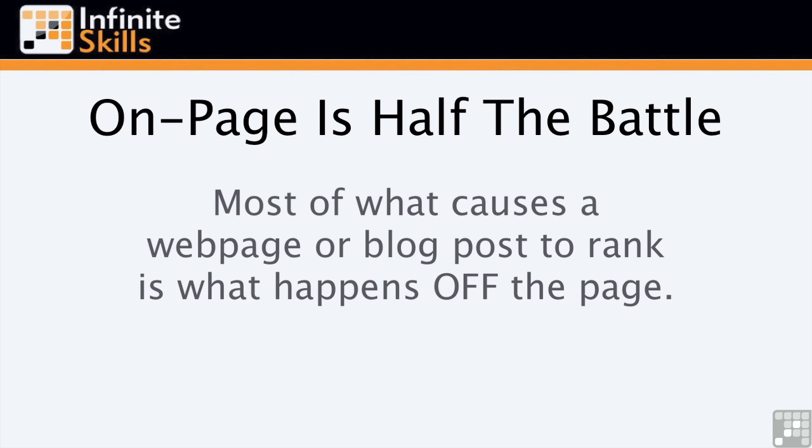Before we look at that though, I want to make the point that on page really is half the battle. Most of what is going to cause a web page or a blog post to rank is what happens off the page. And what I mean by that is getting links, getting social shares and tweets and Facebook shares and things like that. So this is why a good SEO copywriter is going to follow the important on-page optimization guidelines, getting keywords where they need to be, where Google likes to see them, but also going to write content that will attract links and encourage people to share that content because that is also very important.